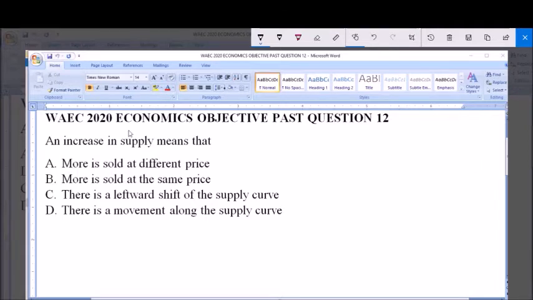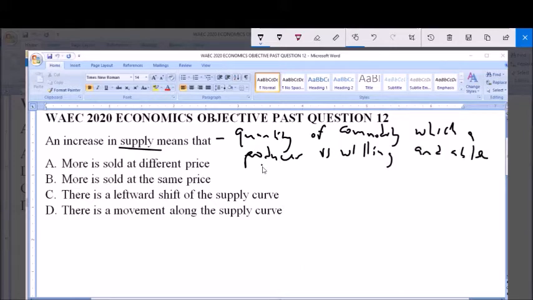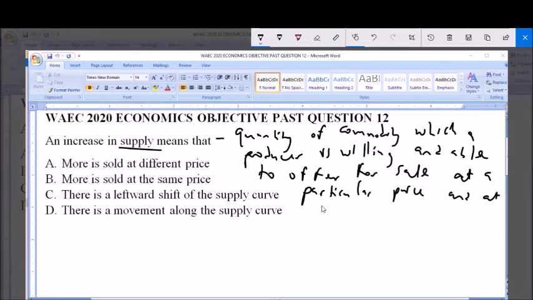Now, the whole concept of supply refers to the quantity of a commodity which a producer is willing and able to offer for sale at a particular price and at a particular period of time.